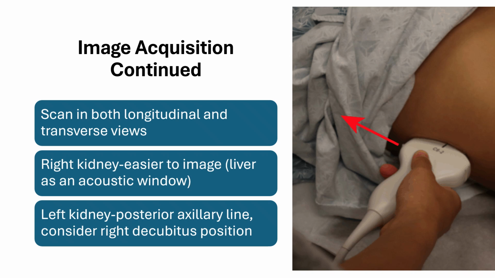The right kidney is usually much easier to image because of the liver, which is an excellent acoustic window. The left kidney is not so much, for several reasons. First of all, the spleen is an inferior acoustic window compared to the liver, and plus you have more interference from air, such as stomach air and intestinal air. Usually, you can still find it by placing the ultrasound probe in the posterior axillary line.